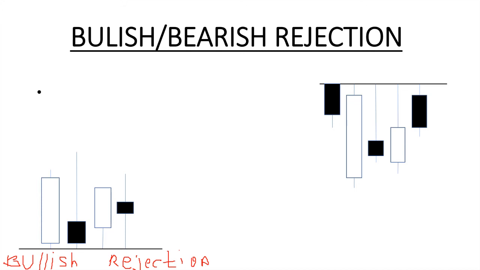Bullish rejection means what? As you see this price being rejected at the demand zone, it means sellers are weak. Sell orders are not enough to push the price further below. Therefore, the rejection indicates that price will go upward.